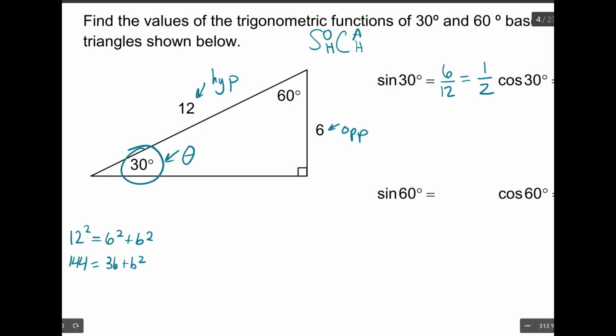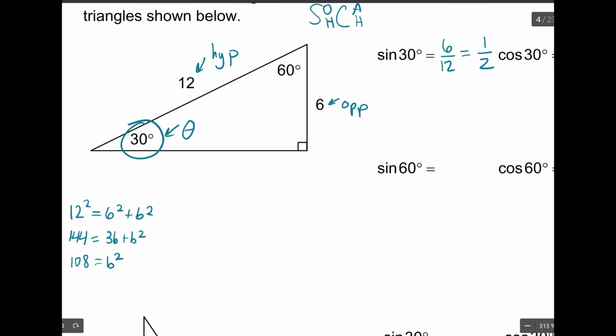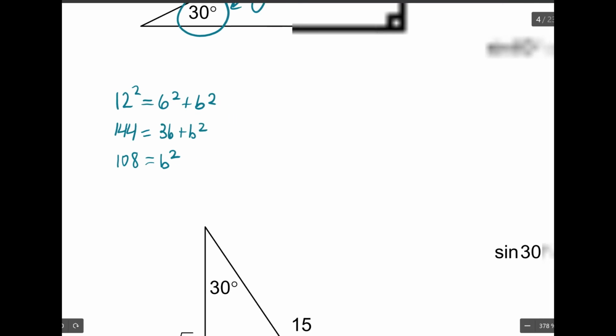Minus 36 on both sides. I have 108 equals b squared. So I'm just doing the Pythagorean theorem, solving for the missing side length. I'm not going to use decimals. I'm going to use radicals and be exact. Let me zoom in on this just a tad.